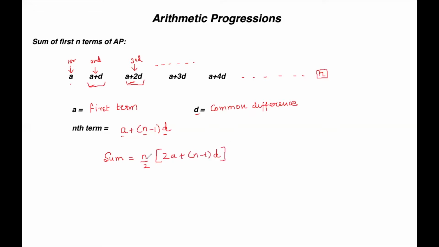Okay, so where n is the number of terms in AP, right? Okay, and a, as we know, is the first term and d is the common difference. So this formula will give us the sum of the first n terms of AP. So I hope this much is clear to you. Now we will do some questions related to the sum of the first n terms of AP.